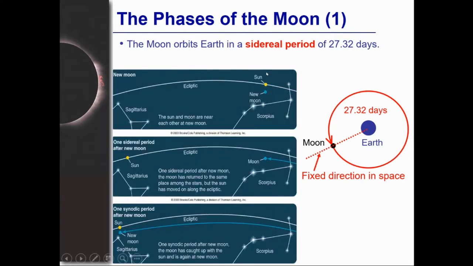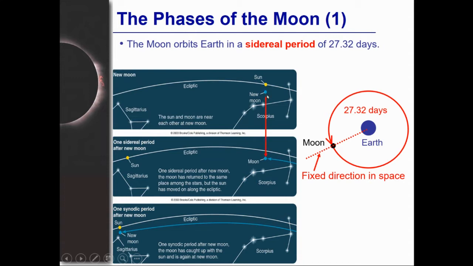So if we start from a location where the sun, the moon, and the Earth are in one line, we call this a new moon. That means when the sun and the moon are in one line from our location here on Earth, we call this a new moon.